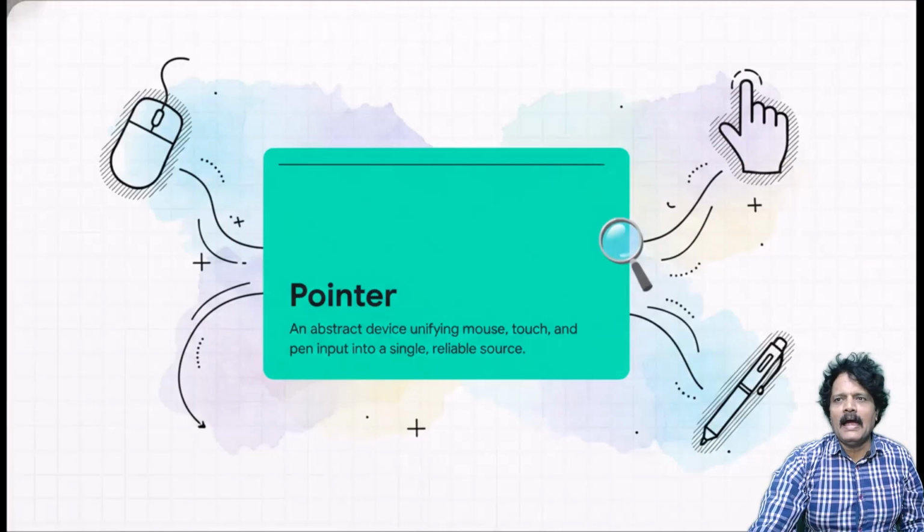The magic behind this input system is a really cool concept called a pointer. Just think of it like a universal remote for input. It doesn't care if the signal is coming from a mouse click, a finger tap on a screen, or even a stylus pen. To the system, it's all just a pointer. And that simple idea is what makes a universal solution possible.